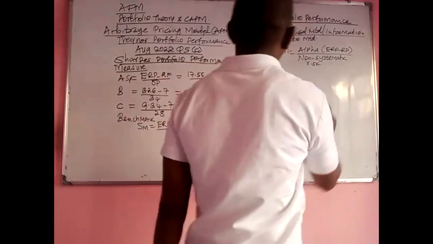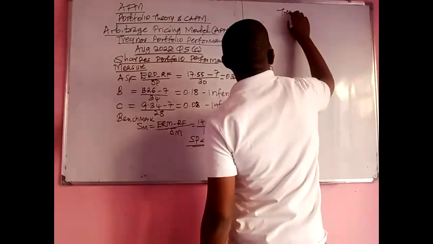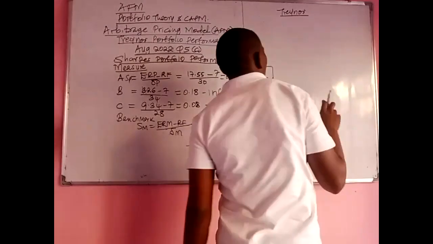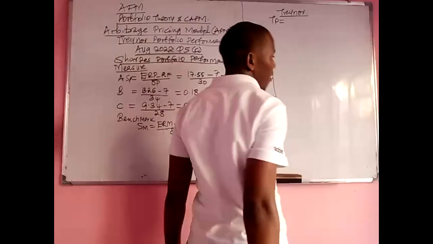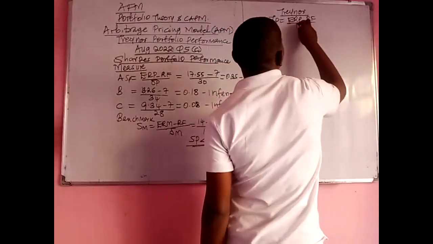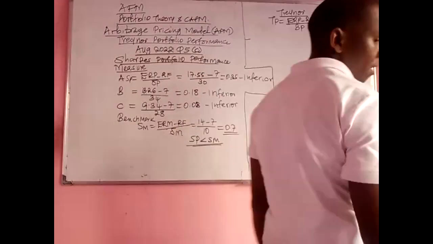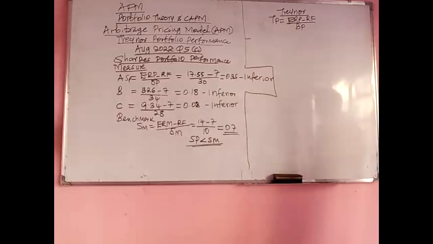We get to Roman number two, where now they want us to use the Treynor measure. So we begin by getting the Treynor for the portfolio. The Treynor for the portfolio is given by the expected return of the portfolio minus the risk-free rate, divided by the beta of the portfolio. Now, we do not have the beta in our case. We were given only the covariance of portfolio returns with the market returns. So how do we get it?